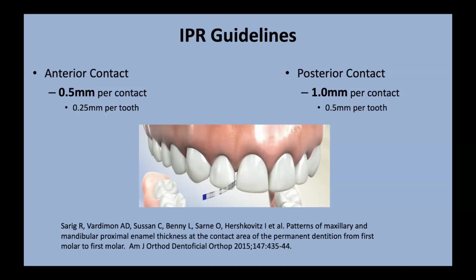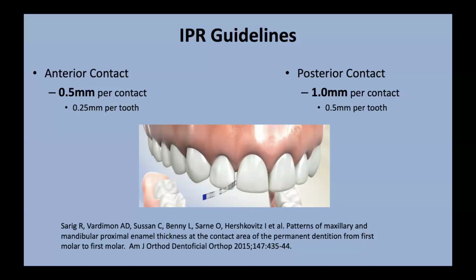When we work posteriorly, the enamel is thicker. We also have more triangular anatomy, so we can take more. We can take 1 millimeter per contact, or roughly 0.5 per tooth. And this is how we gain a lot of space.